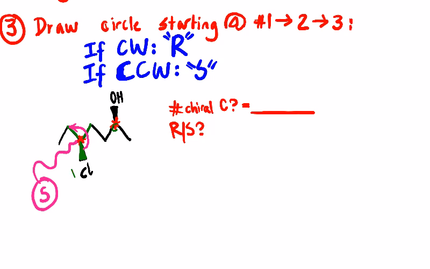Alright, so I've cleaned up the structure a little bit here for purposes of looking at the stereochemistry. And now what I'm going to do is rank the groups that are directly bonded to our second chiral carbon here, the carbon that is bonded to the hydroxy group. So this carbon is bonded to a hydroxy group, a methyl group, and this carbon chain. So ranking number 1 is the hydroxy group.